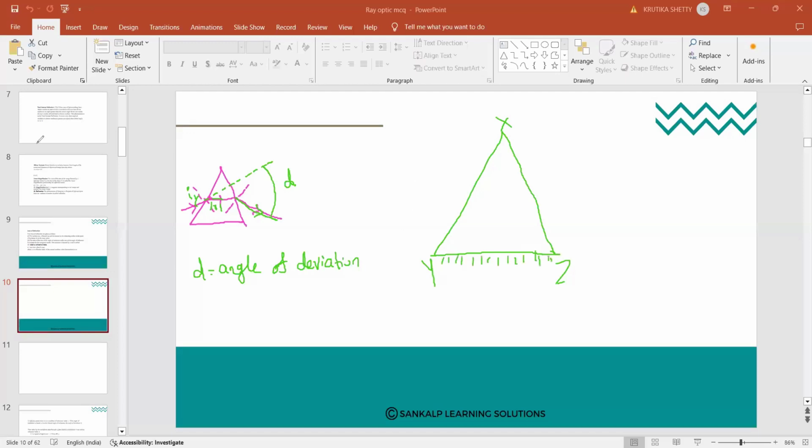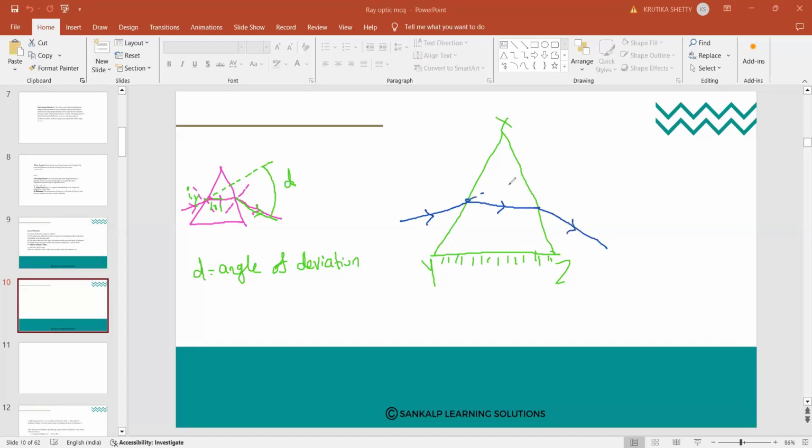Okay, so now let us see the rays. So first, the incident ray. This is our incident ray, and this is our refracted ray, and the ray which is coming out the second time, that is the emergent ray.